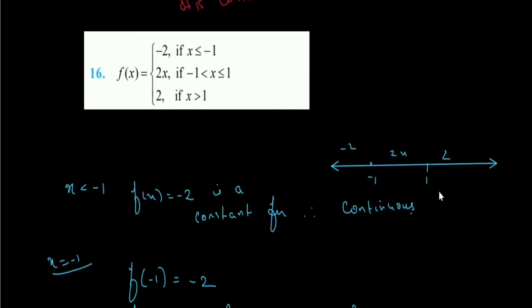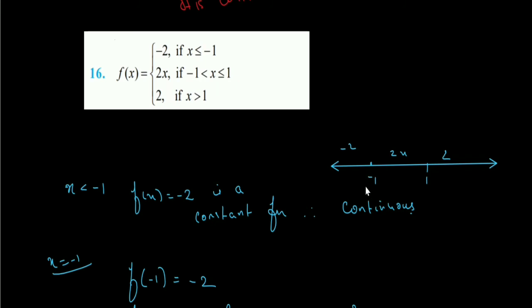Question number 16. f of x is equal to minus 2 when x is less than or equal to minus 1, 2x when x is between minus 1 and plus 1, and 2 if x is greater than 1. So less than minus 1, f of x is equal to minus 2. Minus 2 is a constant function, therefore it is continuous.